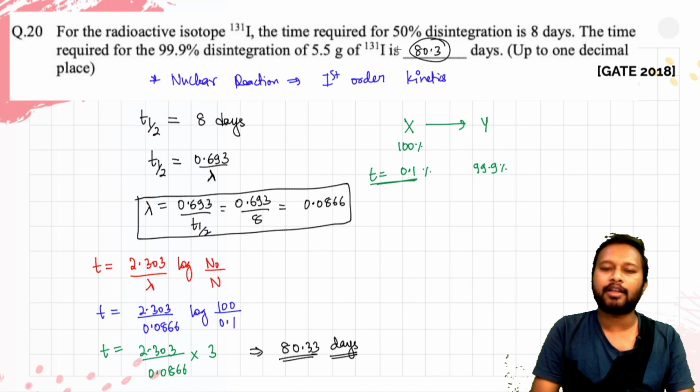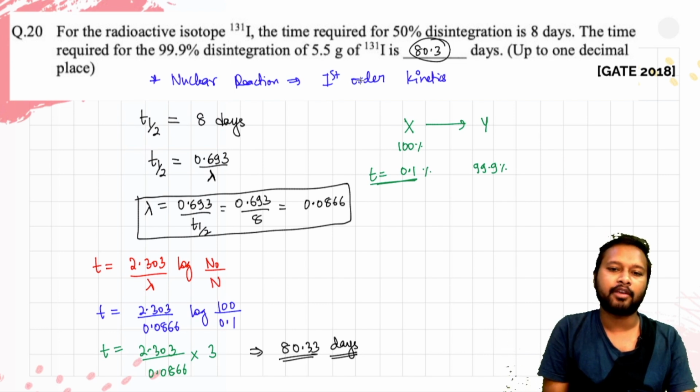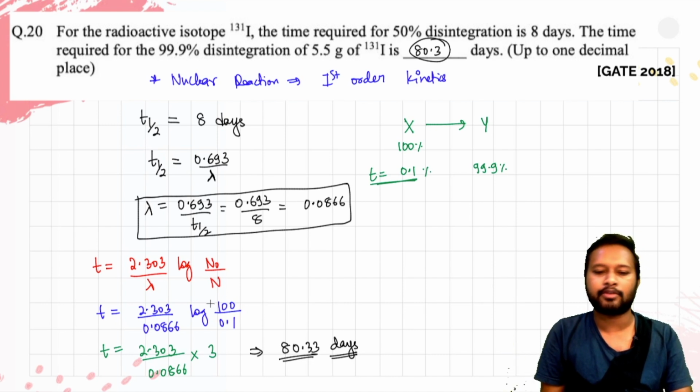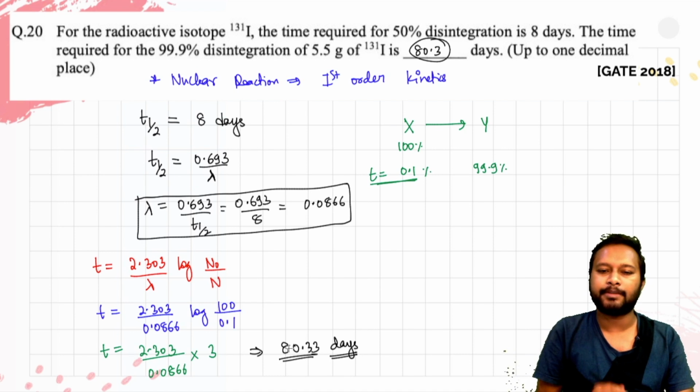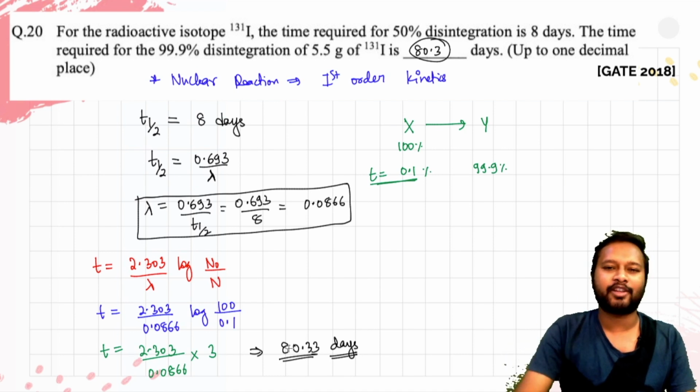And the alternative way is to take the initial concentration as 5.5 gram, the initial number of atoms, and the final you can take as 0.1% of that 5.5, and then put those values here. That is also going to give you similar values. You will get an answer around this only. So this is how this question has to be done. All right, let's go for the next one then.